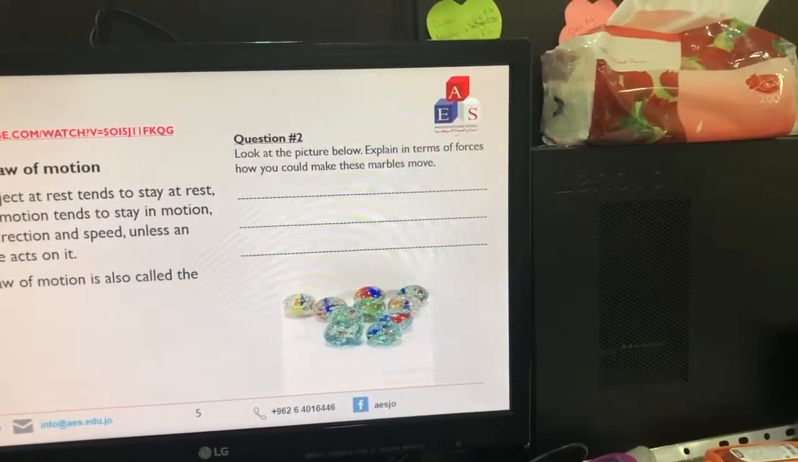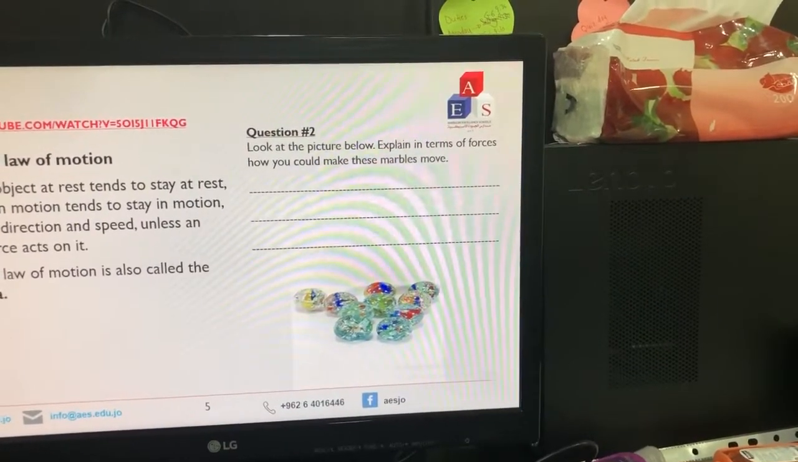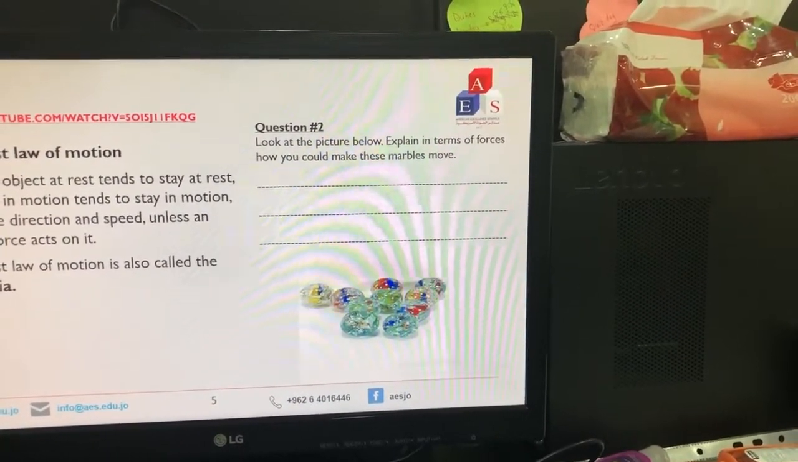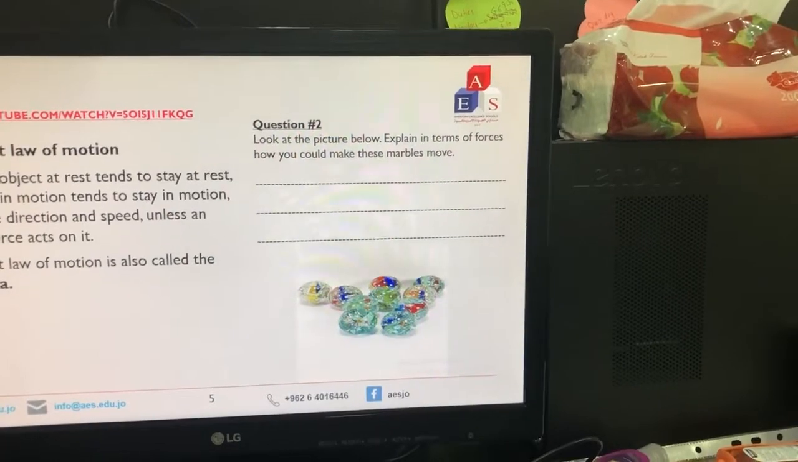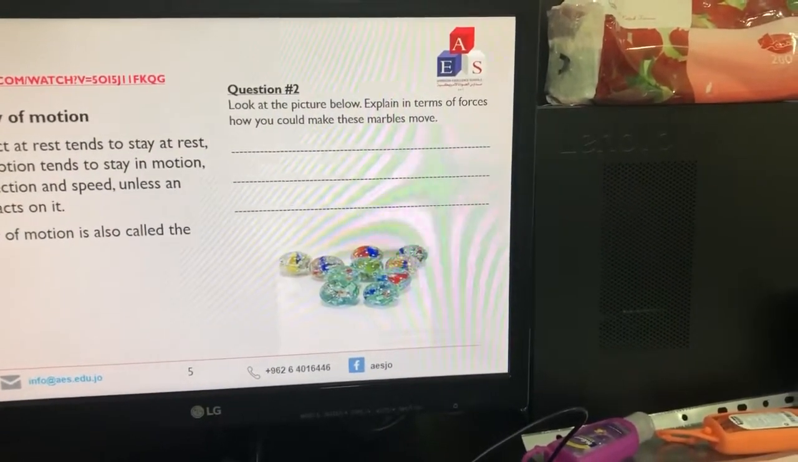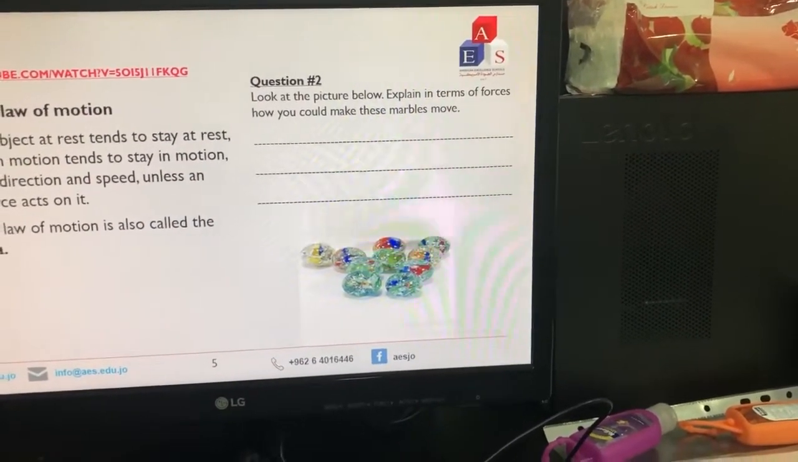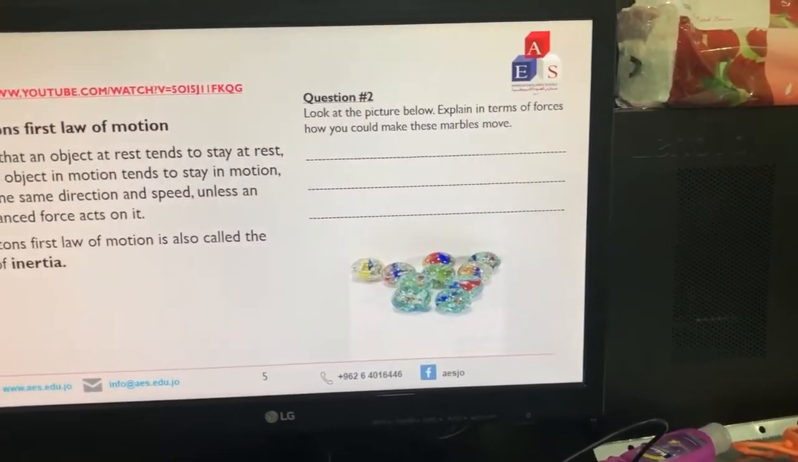Alright, look at question 2. It says, look at the picture below. So you're going to be looking at the marbles. Explain in terms of forces how you can make these marbles move. So if we wanted to make these marbles move, grade 6, what do you think we have to add to them? Do we need to give them balanced forces? Or what do you think we need to give these marbles for them to move?